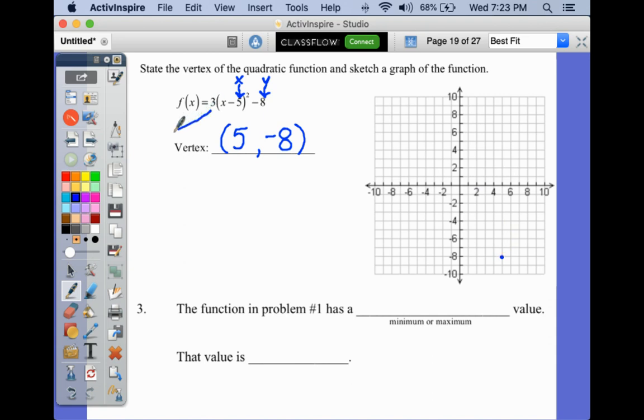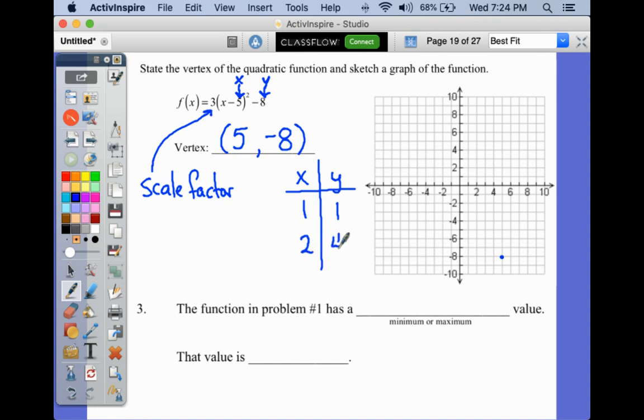And then the 3 in front, that is our scale factor. So how do we interpret the scale factor if our table of values for a quadratic function is 1 squares to 1 and 2 squares to 4? The scale factor 3 is going to multiply these y values. So I'm going to take 1 times 3, which is 3. I'm going to take 4 times 3, which is 12.